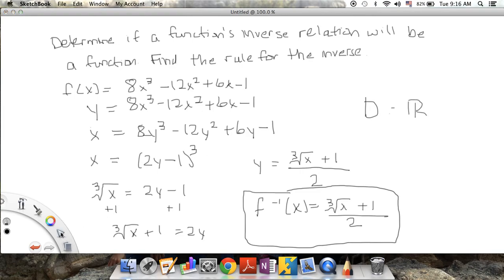Now, what if it's not quite that simple? What if we have a function like this? So we ask ourselves, is this 1-to-1? Well, is it? No, it's not. Because if I plug in a 1 here, I'm going to get the same answer as if I plug in a -1, because all I have is this x squared. So this function is not 1-to-1.